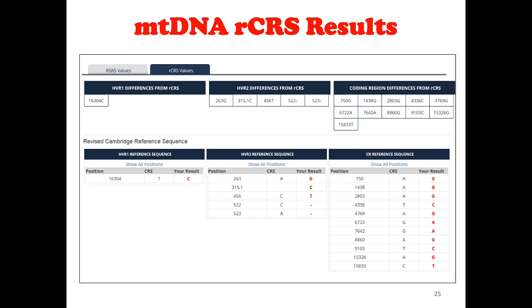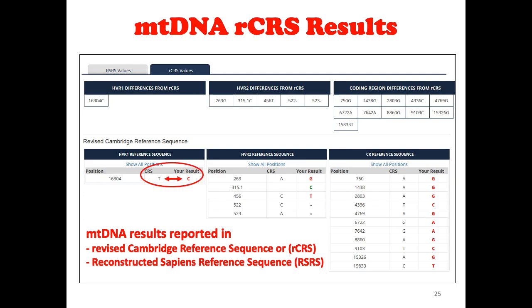Mitochondria, because of that small number, does not have the variety or the variability that they can compare people to. You might be related to a match with a genetic distance of zero. That means you match on all aspects, but you don't know if your common ancestor is 100 years ago or 500 years ago or 1,000 years ago. That's how slowly it changed. So it's a much harder DNA test to use for genealogical purposes. Okay, so the two types of reference models are the Cambridge reference sequence and what's called the reconstructed Sapiens reference sequence. And if you test at Family Tree DNA, it gives you both.